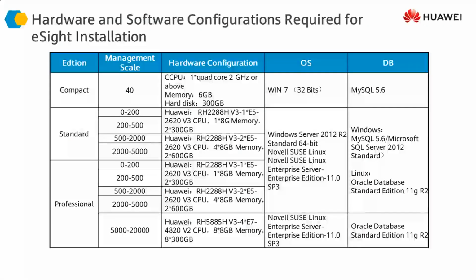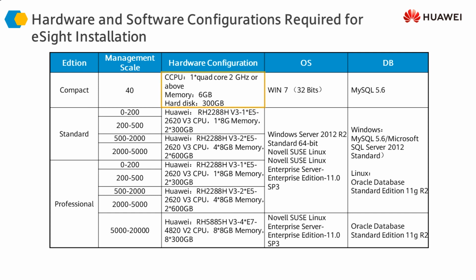If we look at the hardware and software configurations for the different editions, the compact, standard, and professional editions, we see that we can use different servers with different capacities or capabilities. Different types of hardware we can use, and based on the hardware that we are using, we can increase the number of elements which can be managed using the different editions of eSite NMS.